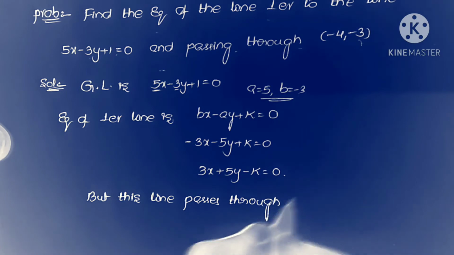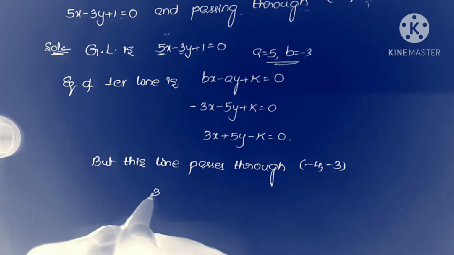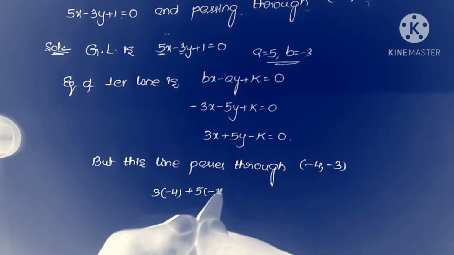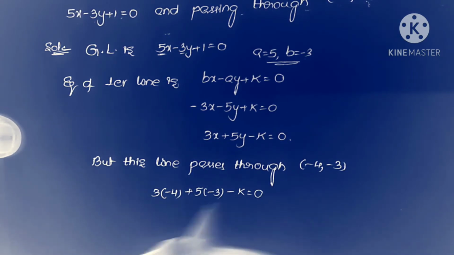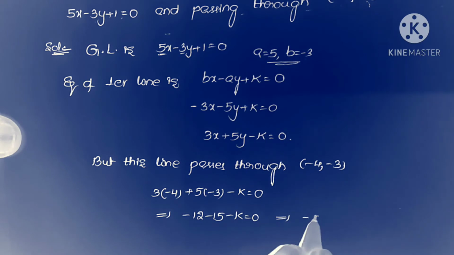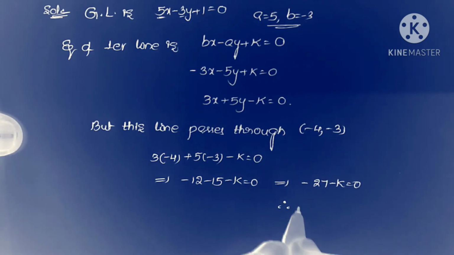But this line passes through (-4, -3). Now replacing this point in this equation, therefore 3 into -4 plus 5 into -3 minus k equal to 0, which is -12 - 15 - k = 0, that is -27 - k = 0. Therefore the value of k is equal to -27.